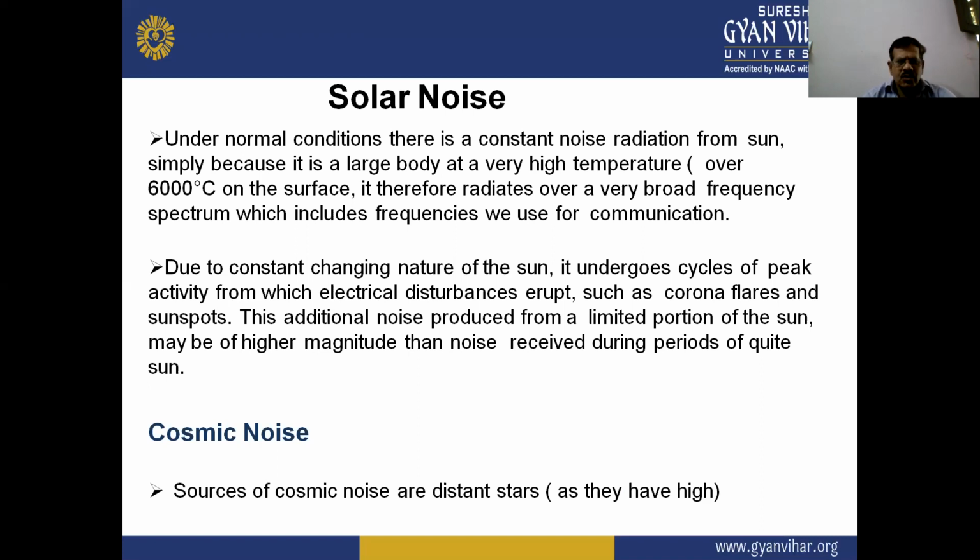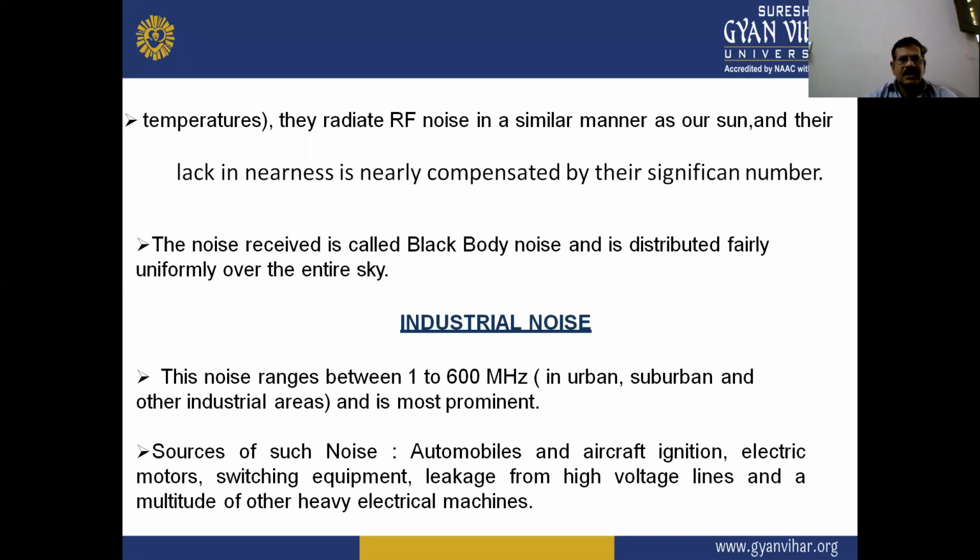In cosmic noise, the sources of cosmic noise are distant stars, as they have high temperature. They radiate RF or radio frequency noise in a similar manner as our sun, and their lack of nearness is nearly compensated by their significant number. So the noise received is called black body noise, and it is distributed fairly uniformly over the entire sky. So this is about the cosmic noise.